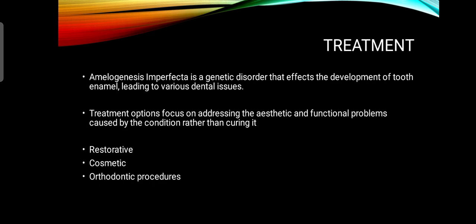Then these patients are strictly advised to avoid excessive sugar intake and acidic foods and beverages, because enamel is not there to protect the teeth. Enamel is not strong enough, or it is hypomineralized, or it is hypomatured. So they should strictly avoid excessive sugar intake and acidic food to help protect their teeth. That is all for amelogenesis imperfecta.